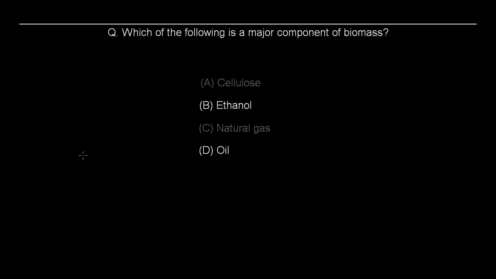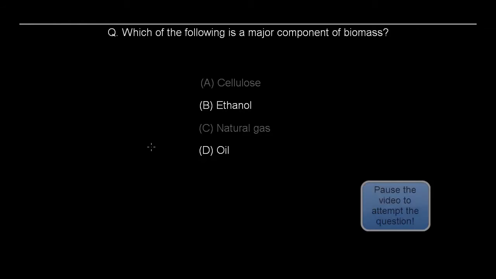So the first question says, which of the following is a major component of biomass? A. Cellulose, B. Ethanol, C. Natural gas, or D. Oil? So again, I'm going to pause for 5 seconds. Pause the video and attempt to answer it.